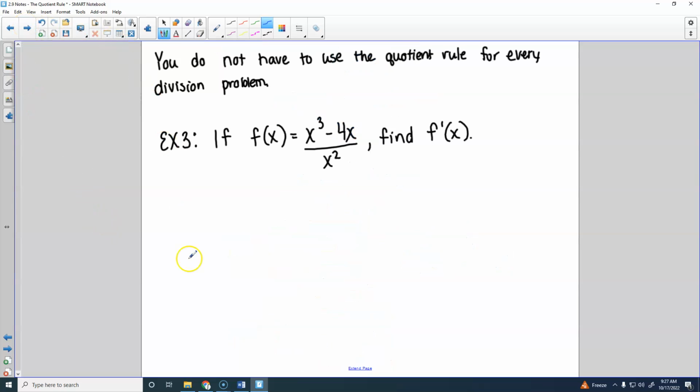Okay. All right. So here's a warning to you. They're going to do this to you on your homework as well. You do not have to use the quotient rule for every division problem. For example, this problem right here does not require the quotient rule. You can do it with the quotient rule, but you don't have to. Because what could you do for this problem?